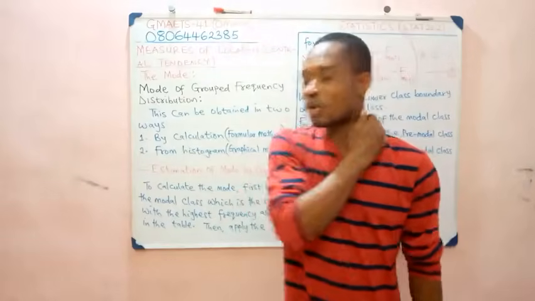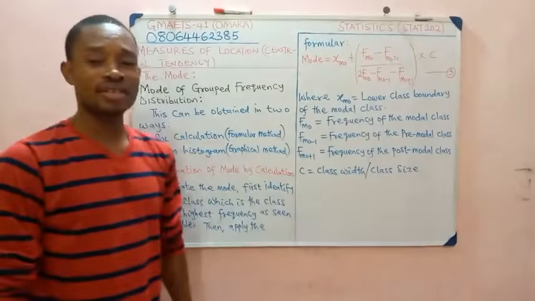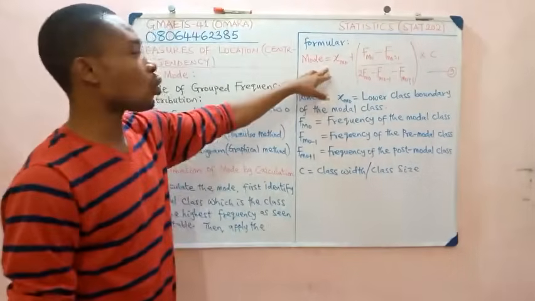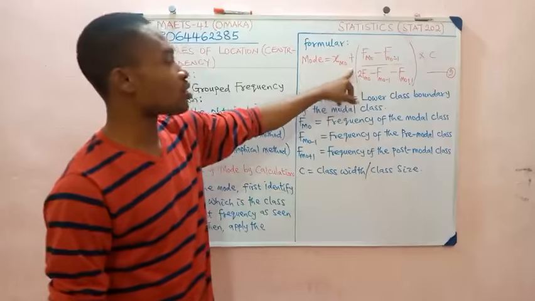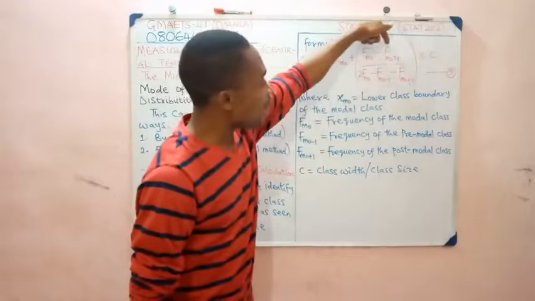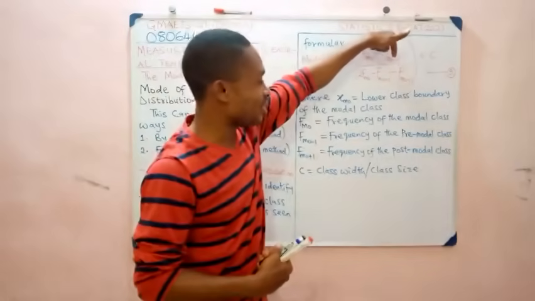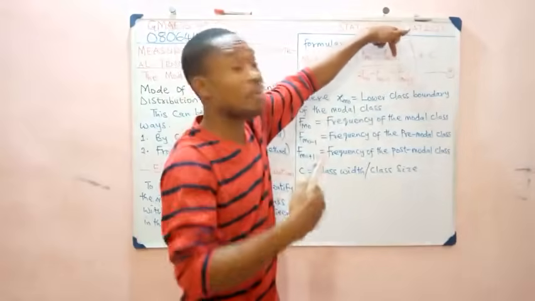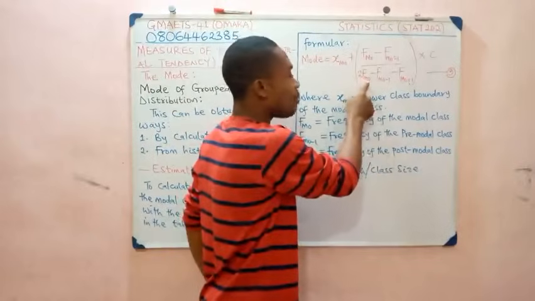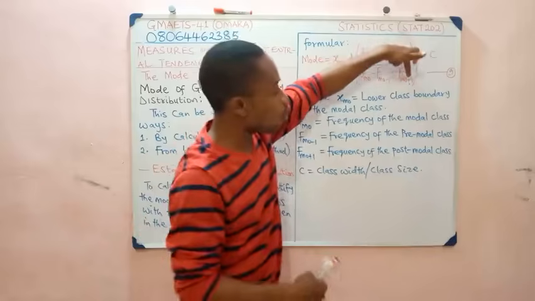Does that make sense? So once you're able to identify the modal class, the next thing you need to do is to apply equation 9. That's the formula for the mode. Now let us look at this equation. Mode is equal to x subscript mo plus open brackets f subscript mo minus f subscript mo before. You notice that I read this mo negative 1 as before because this is not like minus 1. Take note. That is not what it means there. Divided by 2 times f mo minus f mo before minus f mo after.